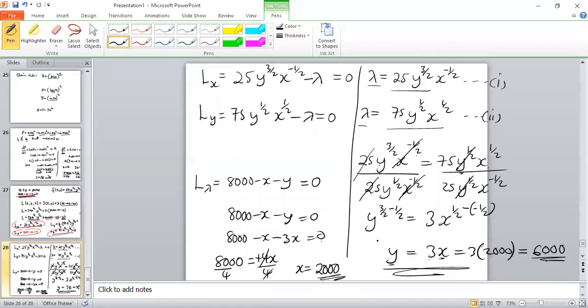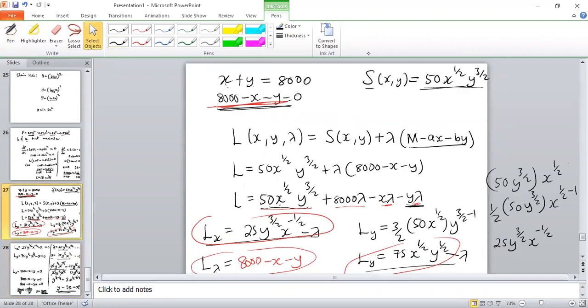So what we are saying is, when you get this 2,000 and 6,000, they can ask you to also find the maximum sales. Then you substitute into the equation for the sales, which is this one. X is 2,000, so you say 2,000 to the power half and 6,000 to the power 3 over 2. Solve that, and that will be the maximum sales. Simple as that.